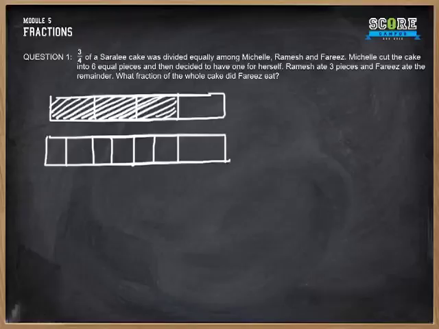Now step 4. 3/4 of the cake was cut into 6 equal units. Michelle had 1. Michelle is in red. Michelle had 1. Write that down. You might find it tedious to write down everything, but believe me, it really makes a difference. Okay? Ramesh had 3 pieces. So R equals 3. R for Ramesh equals 3.